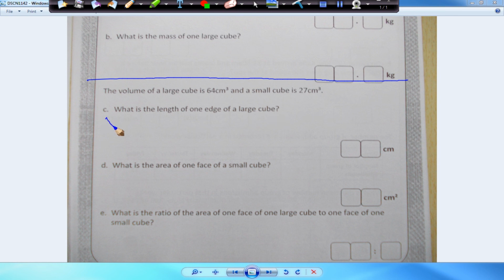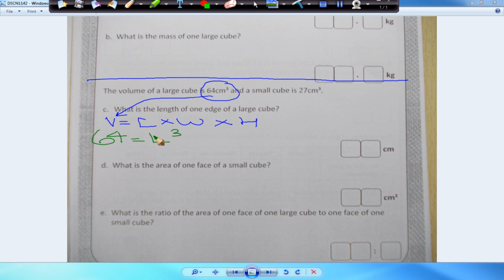Now, we know when you do volume of a cube, not cuboid, this is a cube, all the lengths are the same. So length times width times height. And I haven't asked a question yet. What is the length of one edge of a large cube? What's the volume of the large cube? 64. That 64 goes here in the answer part. So let's quickly change over to another color. So we know the volume is equal to 64. That information is given to us. Now, the length times the width times the height. Remember, the length, the width and the height are all the same in a cube. So in a sense, we can say it's the length cubed.